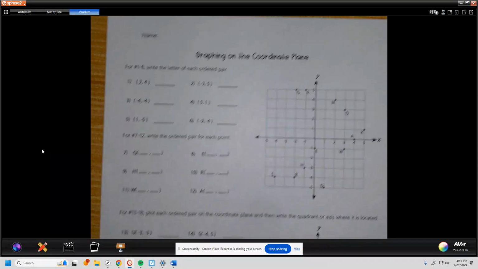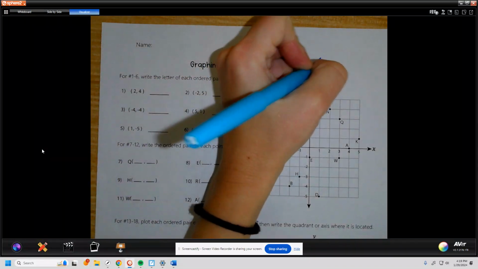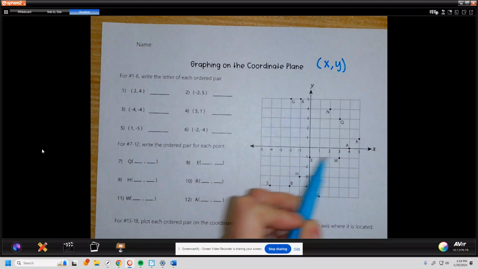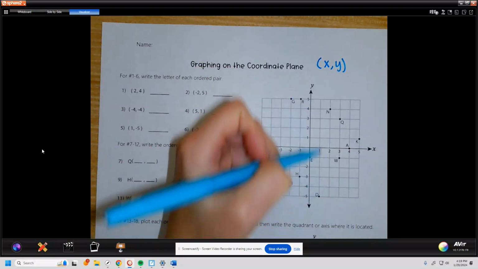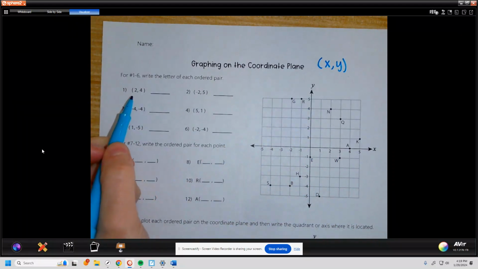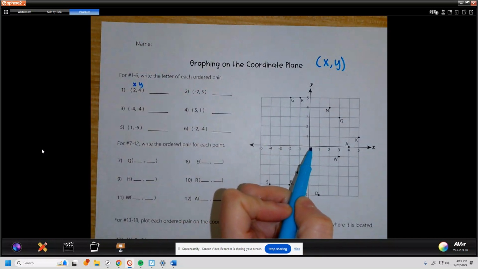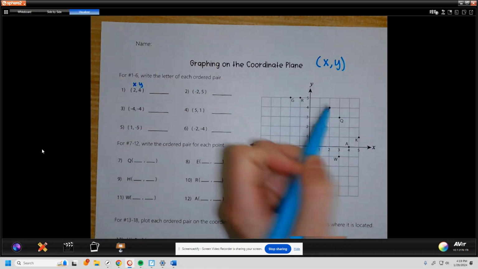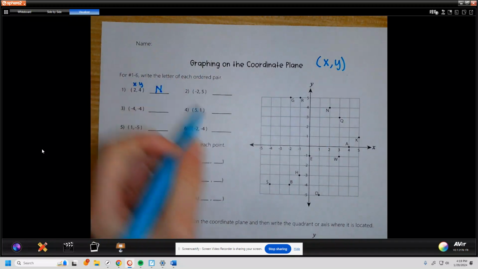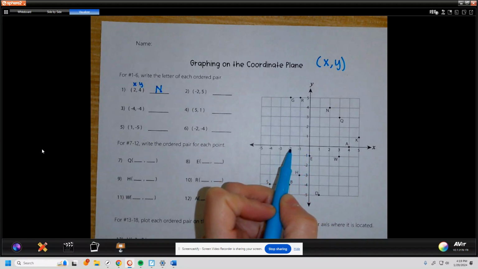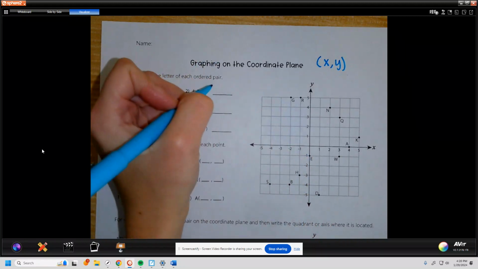So remember, when you are graphing on a coordinate plane, it always goes x first and then y. Remember, this is the x-axis, horizontal. This is the y-axis, vertical. So if I'm looking for 2, 4, that means 2 is my x, 4 is my y. So I'm going to go over 2 and up 4. That's letter N. -2 and 5. I'm going to go over to -2 and up to +5. That's G.